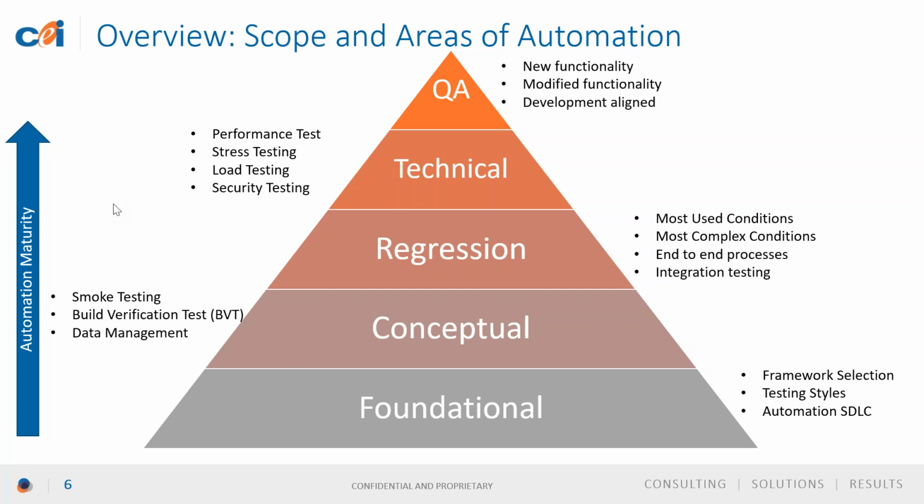As we jump up to conceptual, again building on the foundational, oftentimes you'll do smoke testing, you'll do build verifications, you'll do data management to allow you to build and maintain that data for all your test environments and all your types of testing. When you get into regression testing, again, start with the scenarios that are used most often, and then build out from there.